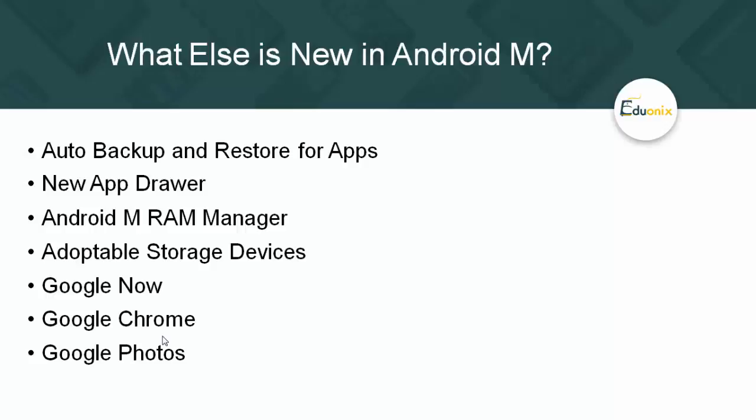Auto backup and restore for apps. This is possibly the most interesting aspect of Android M that was not discussed in Google's I/O keynote speech. This feature will be used in conjunction with Google Drive to automatically back up app data and settings with file sizes of 25 megabytes or less.